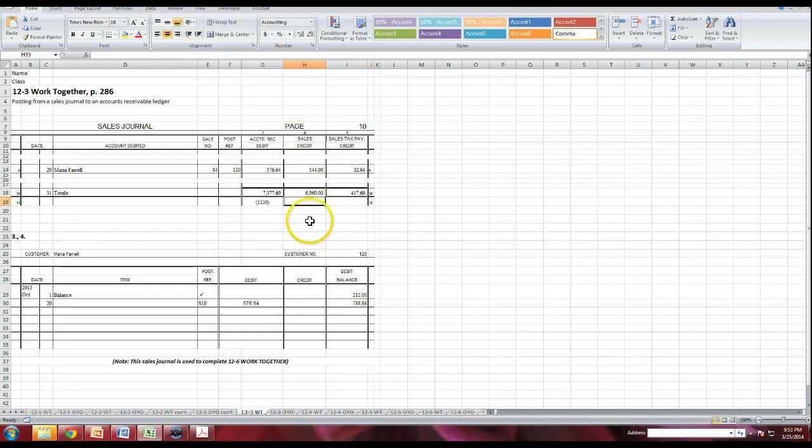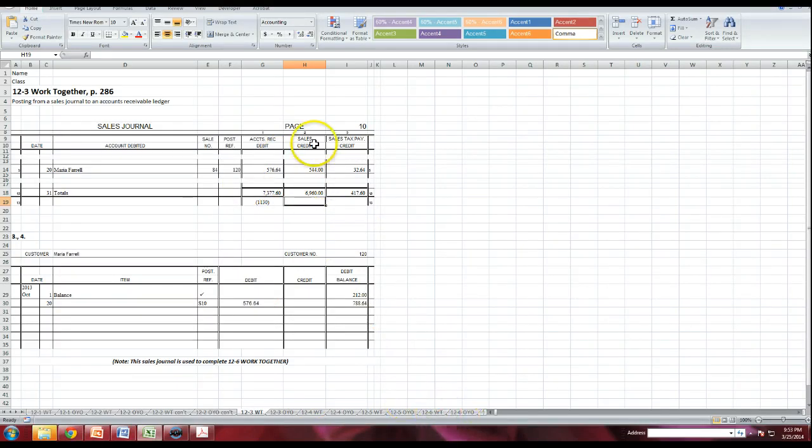Next step, we have to post the sales credits. So we're going to go through the same exact process. Remember that posting has the same 5 steps regardless of where you're posting from, where you're posting to, etc. So this time our total is $69.60. We're still in sales journal, etc.